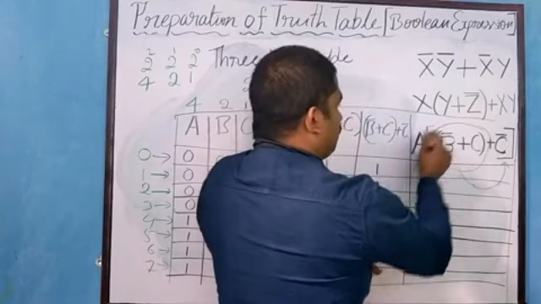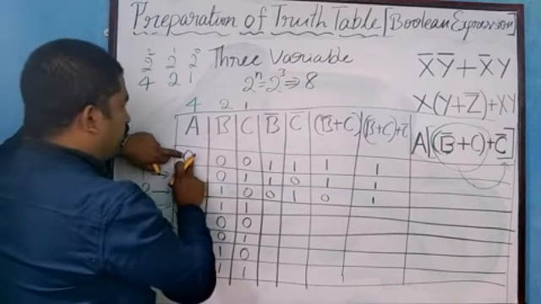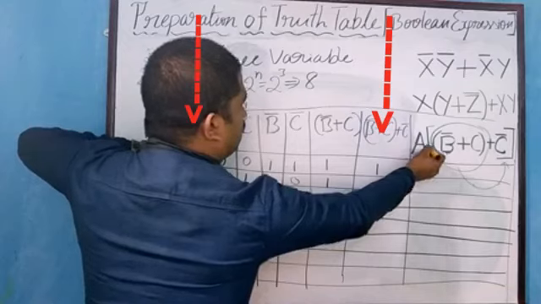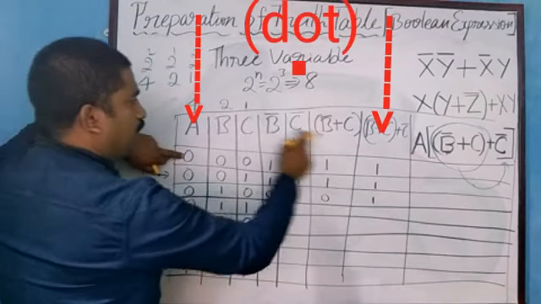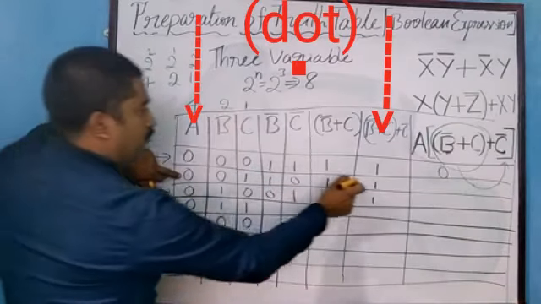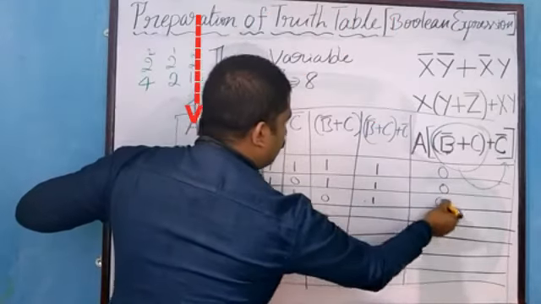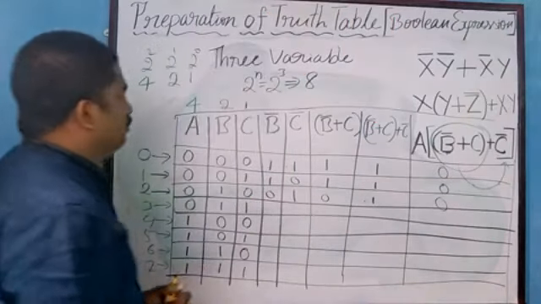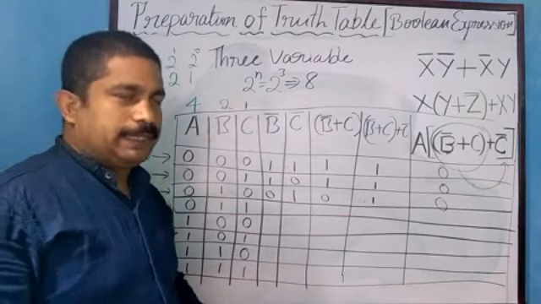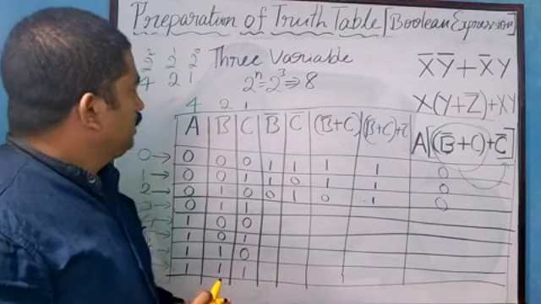Then what do we have to do? We have to multiply with A. Where is A? The first one. That means we require the first column and the last column. This is multiplication, the AND relation. 0 into 1 is 0. 0 into 1 is 0. 0 into 1 is 0. Like this, if you proceed you can write all the cells. So this is how we prepare the truth table for 3-variable Boolean algebraic expressions.